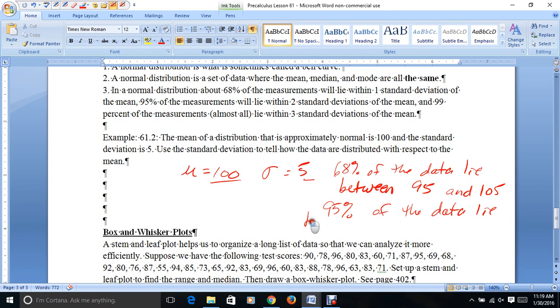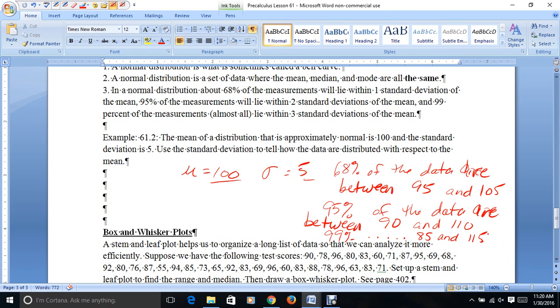95% of the data are between the numbers 90 and 110. So 2 standard deviations, 2 of these, 10, within 10 of the mean. And then 99% are between 3 standard deviations, so 15 away, so between 85 and 115.